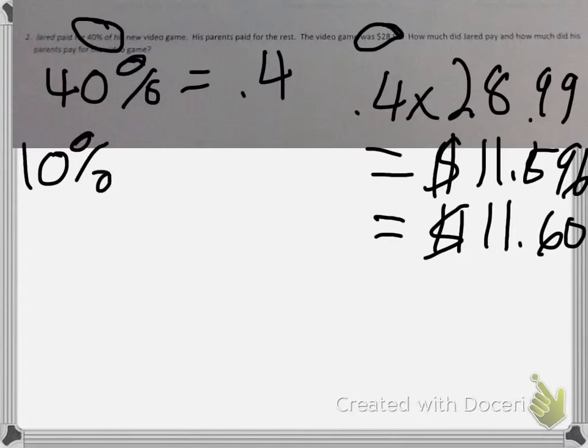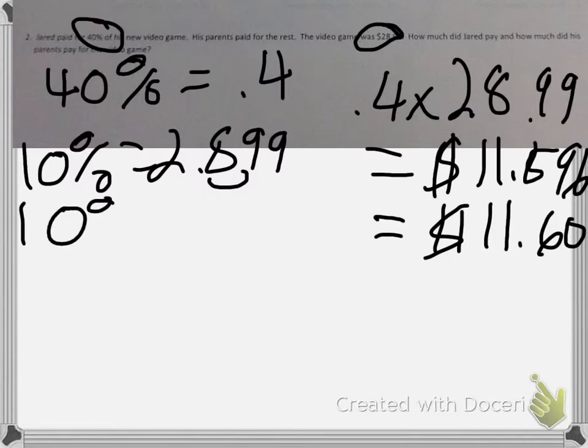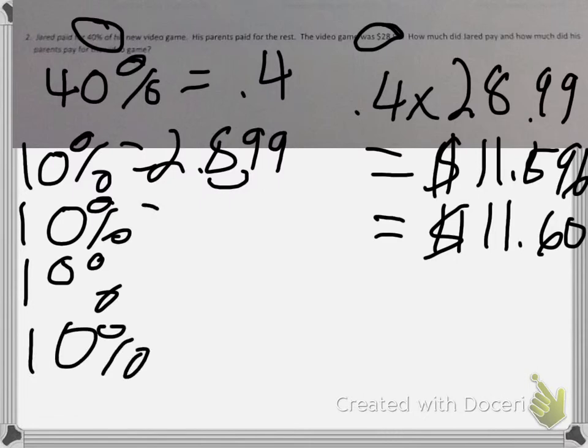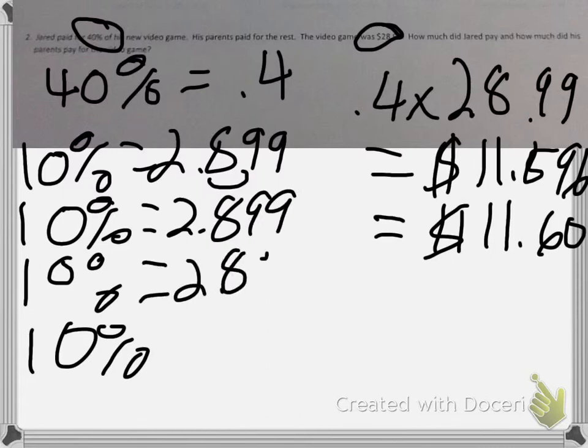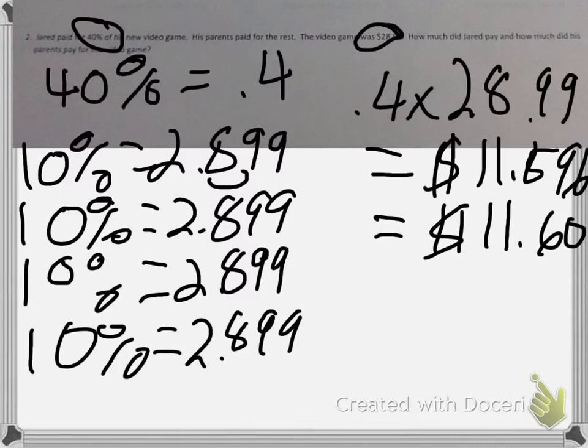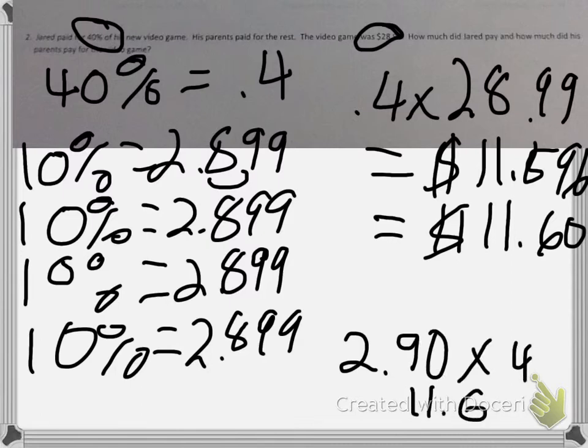Now, you could do the same thing using partial percents again. So 10% would be 2 and 899 thousandths. Move that decimal point one spot to the left. Right, moving one spot to the left, it would be 2 and 899 thousandths. So then you'd have 4 of those, and you could add those together. Now in this case, since we're dealing with money, I would round the 2 and 899 thousandths up to $2.90. If you multiply that by 4, it would be $11.60.